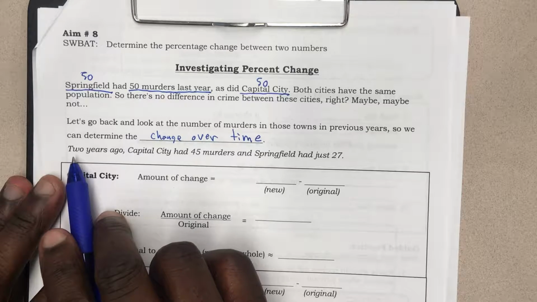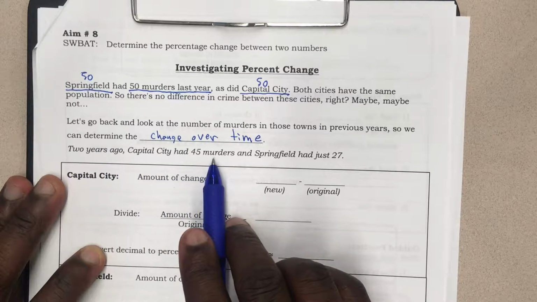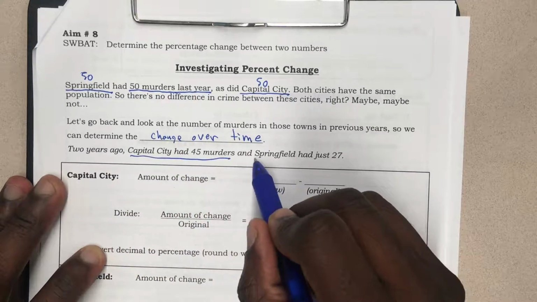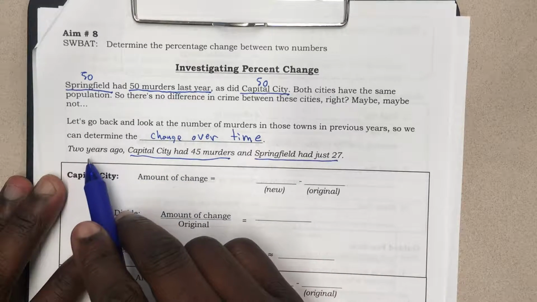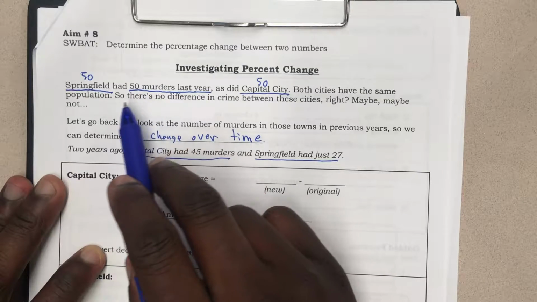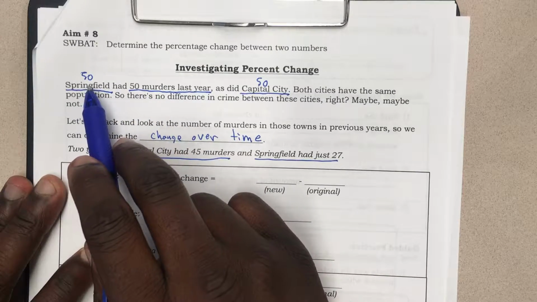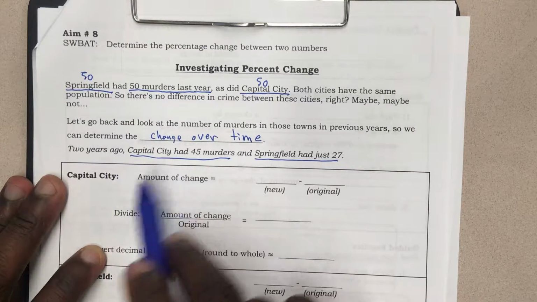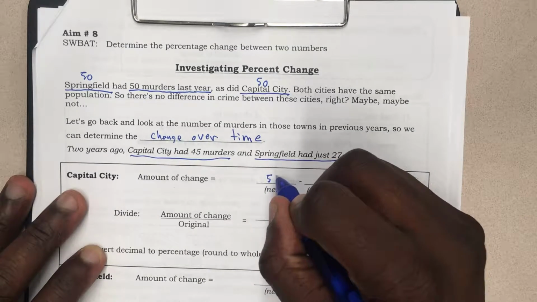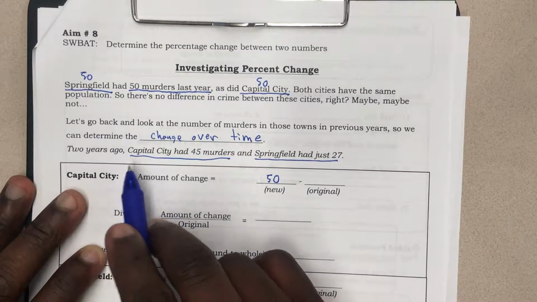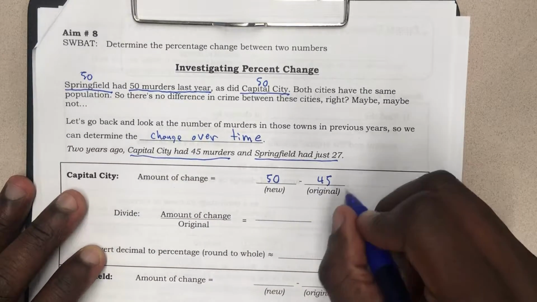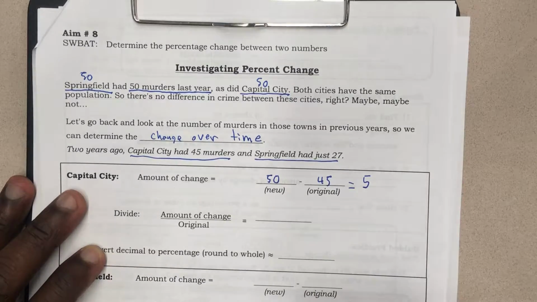Now there's information here too that says 2 years ago, Capital City had 45 murders and Springfield had 27. This was 2 years ago, and in the original problem, we're talking about 1 year ago. So the new part has to be this 50, and the original had to be from 2 years ago. So for Capital City, the new is 50, because that's only 1 year ago, and the original was the 45. So 50 minus 45 is going to give me 5 as my amount of change.